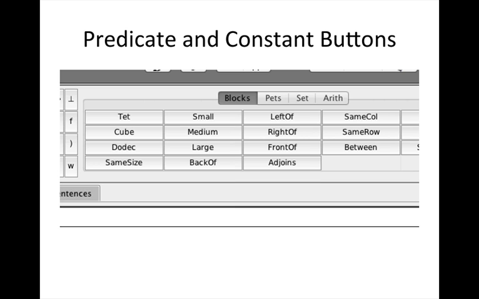I showed you earlier the two panes in the Tarski's World window, the world pane and the sentence pane, and there are buttons that you will click in order to create sentences. And these are known as blocks buttons. You'll notice also that even though what's highlighted in this shot is the blocks button, there are also buttons for pets names. We will not use the set or arithmetic buttons, but you can mess around with those if you like.